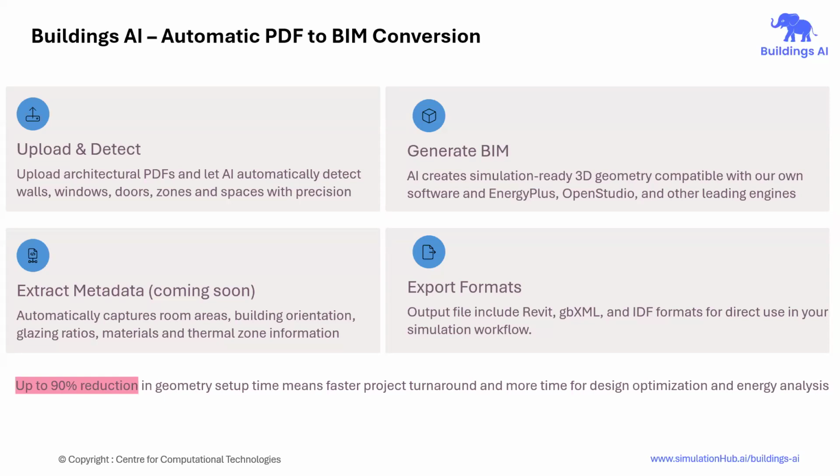In future, we are also working on extracting metadata, which means it can automatically capture room area, building orientation, glazing ratios, material, and thermal zone information from the PDF along with the geometrical information. Currently, it can also be exported as a separate Revit file, gbXML, or IDF format to use in any of your customized simulation workflows. We estimate that the whole process can save up to 90% of the time in geometry setup, and this saved time can be put into more complex analytics, design optimization, and energy analysis, which leads to a much more efficient building energy modeling or HVAC system process.